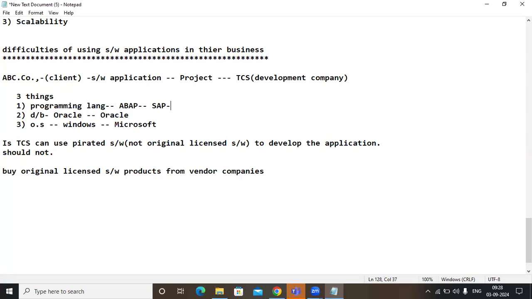Approximately, the ABAP software original cost is 10 lakhs. Let us assume like this, okay? I don't know what the cost is. Let me check.